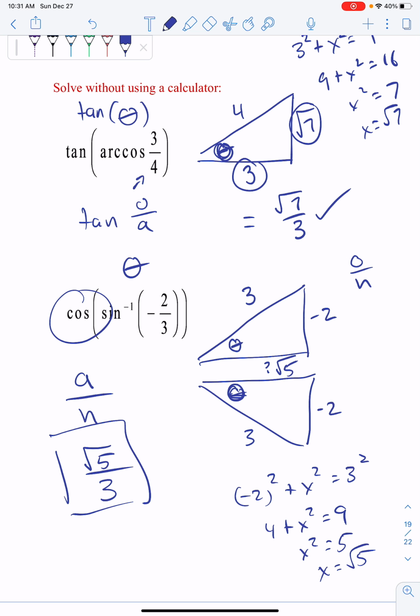So when you're using a trig function and combining that with the inverses, just be careful. You don't need the calculator. You could put this in the calculator, and you'll get the same thing. But make sure that you know how to do these without the calculator as well.